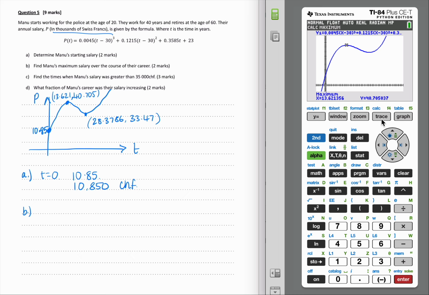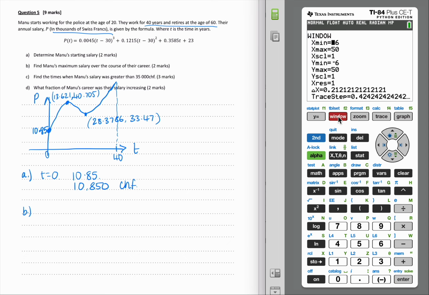So he tells us that he works for 40 years and then retires at the age of 60. So if he's working for 40 years, that means that our graph goes as far as 40 in the time. So this is when he starts work and then he works for 40 years. So his maximum is probably going to be the value when he hits 40. We can check if it's above that maximum here, but I would anticipate that it would be looking at this.